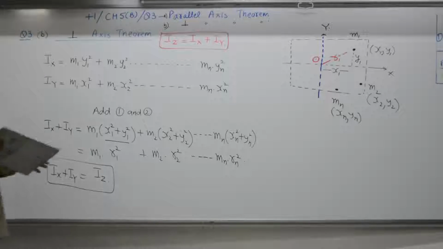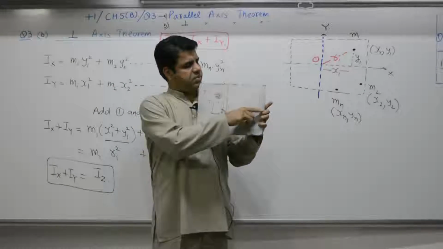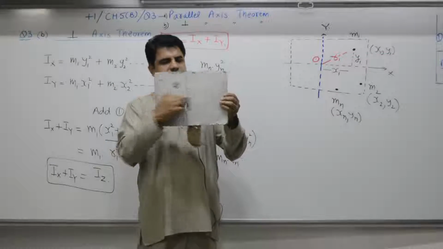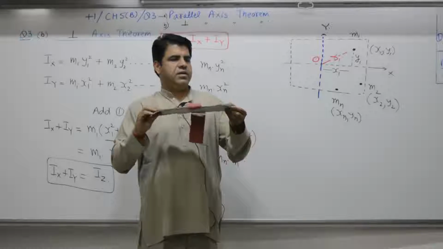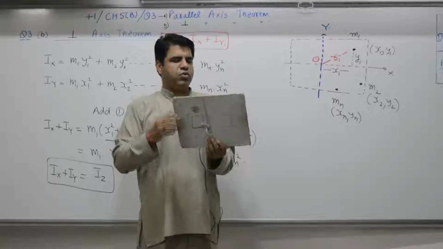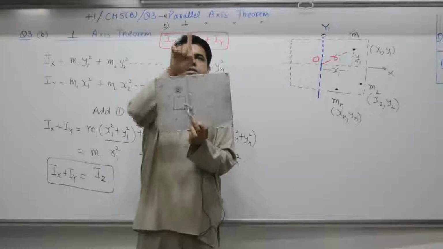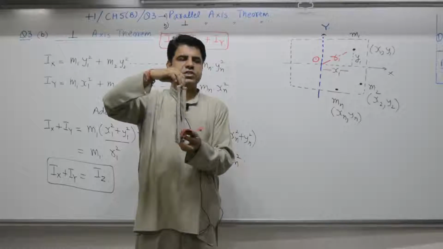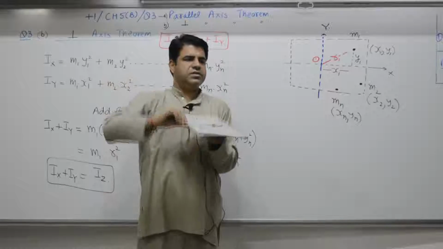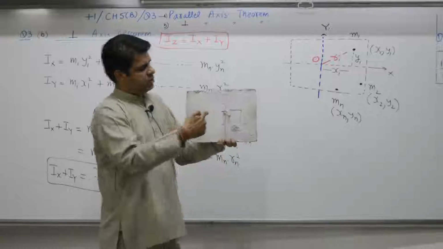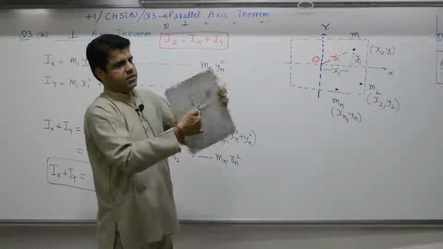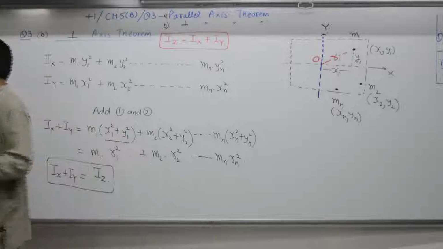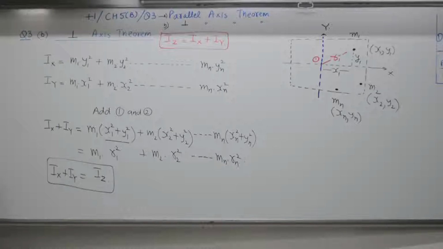The conclusion is again: the moment of inertia about the x-axis, this is the x-axis, plus the moment of inertia about the y-axis, this is the y-axis, is equal to the moment of inertia about the z-axis, towards the reader. So for a plane lamina, Iz is equal to Ix plus Iy.